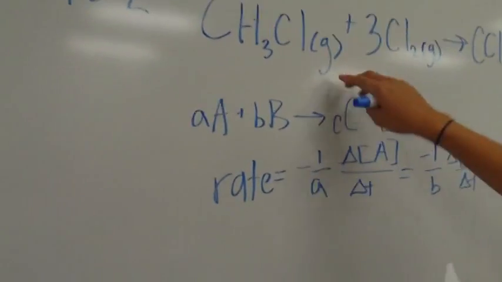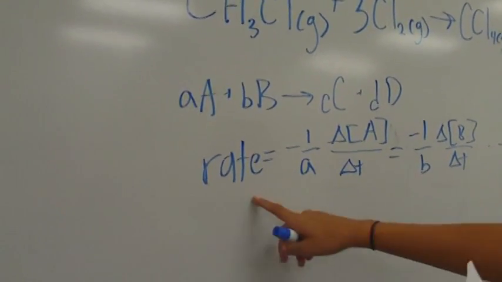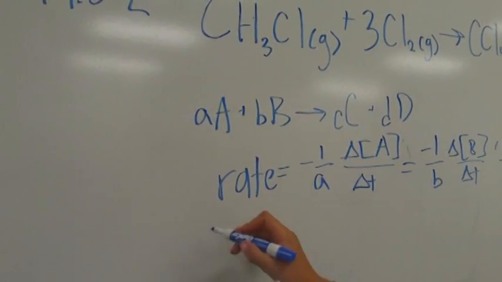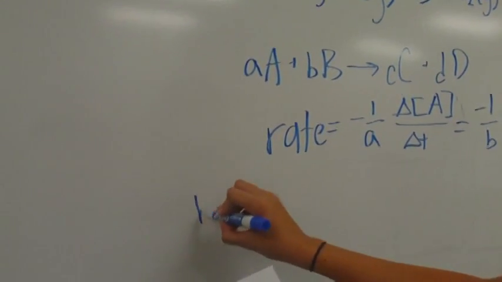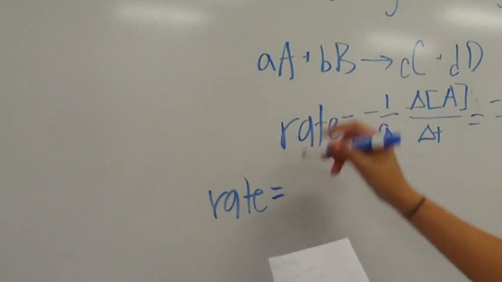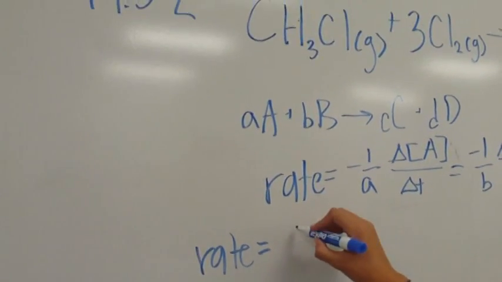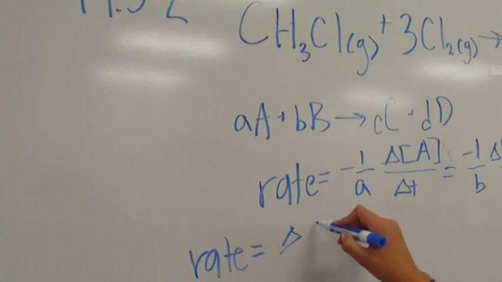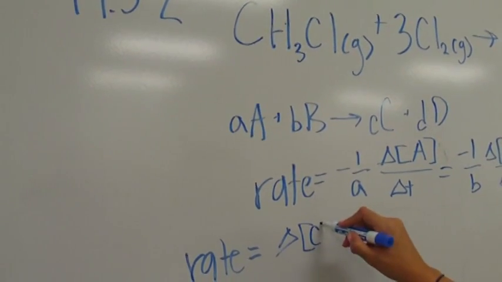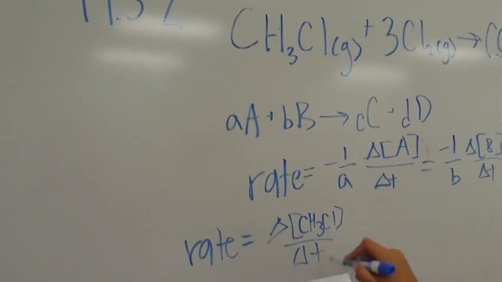So for this equation, we plug it in here. It wants to know the rate with respect to each of them. So we would be saying that the rate is equal to, for this one there's no coefficient, so it's just going to be the change in concentration of CH3Cl over our change in time.